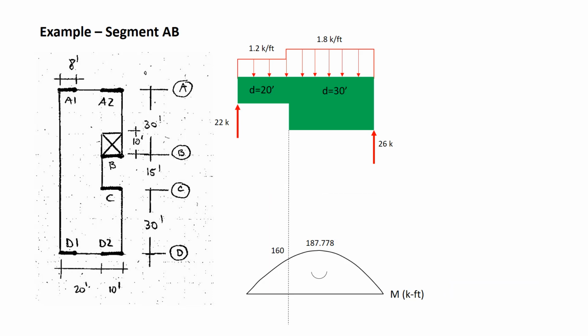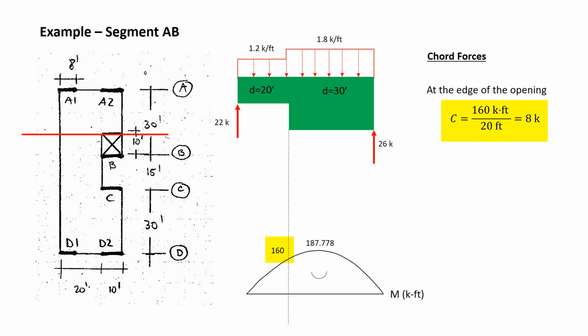We'll keep the moment diagram, and we can use those moments to calculate the chord forces at various locations along segment AB. The first location is going to be at the edge of the opening. That's the largest value of moment for the smaller 20-foot depth of diaphragm. So the chord force then is going to be the value of moment, 160 kip feet, divided by the depth, the 20 feet, and that gives us a chord force of 8 kips. The 8 kips occur at the location that's indicated on the diagram.